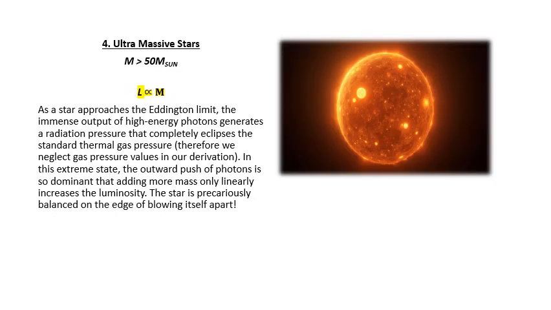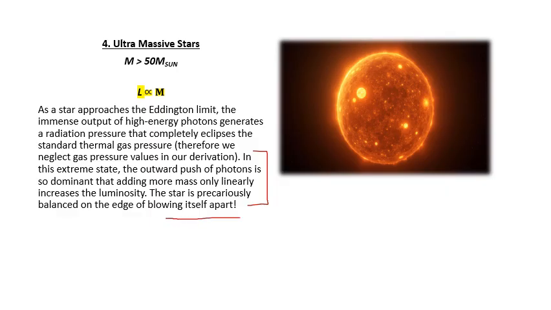There are even ultramassive stars which are greater than 50 solar masses, and here simply the luminosity is proportional to the mass of the star. So, as the star approaches the Eddington limit, the immense output of high energy photons generates a radiation pressure that completely eclipses the standard thermal gas pressure. Here also, we neglect the gas pressure values in our derivations, and in this extreme state, the outward push of photons is so dominant, I mean, it is so powerful that even if we add more mass, the luminosity relation will only increase linearly.